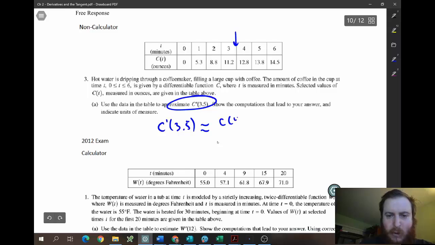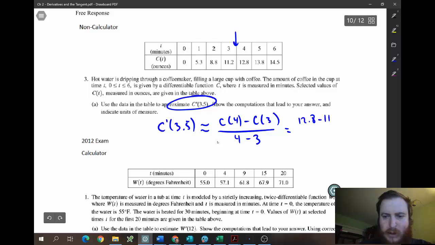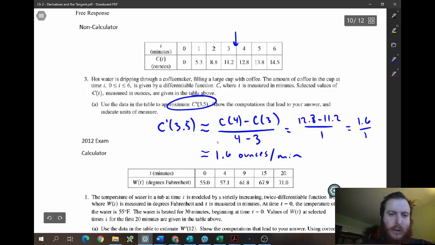So we're going to do c of 4 minus c of 3 over 4 minus 3. That gives us 12.8 minus 11.2 over 1, which is 1.6 over 1. And so we'll say it's approximately 1.6 ounces per minute. Right? When we take the derivative, we add on a per unit.